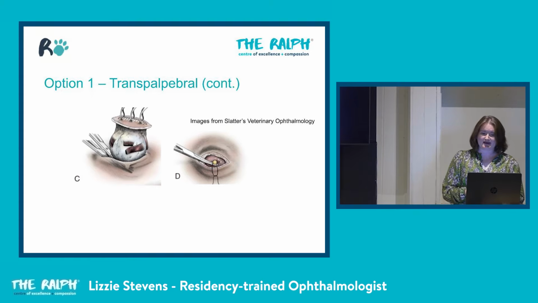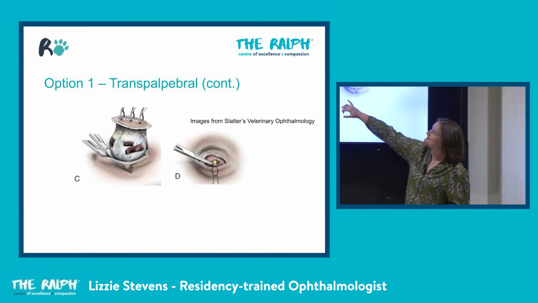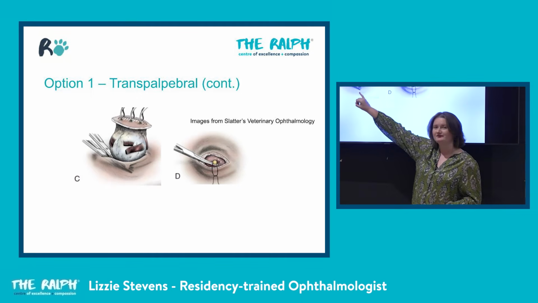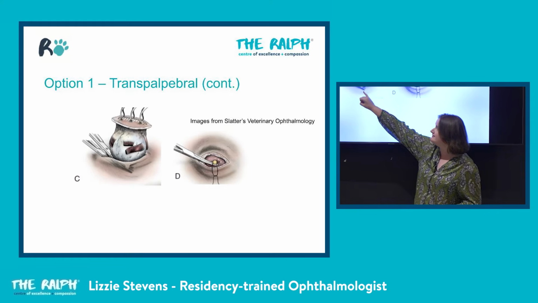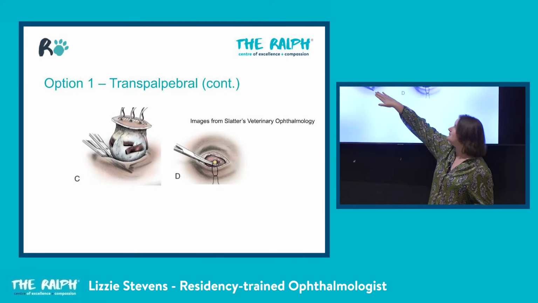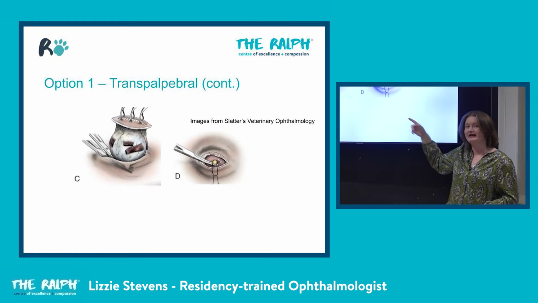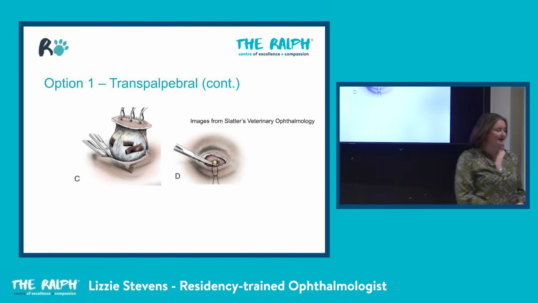And then this is the bit that gets a bit controversial. Once you have theoretically sectioned all of your extraocular muscles, you've blunt dissected all the way around, you can then choose whether or not to clamp the optic nerve head and then cut between the clamp and the back of the globe. And then you have this, all of the textbooks telling you to put a ligature on here.